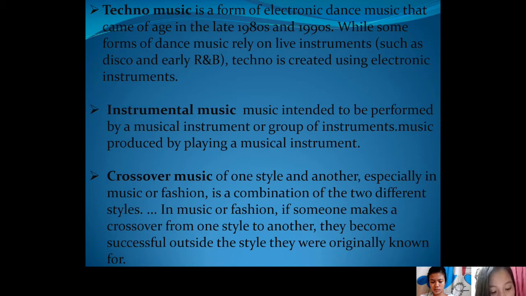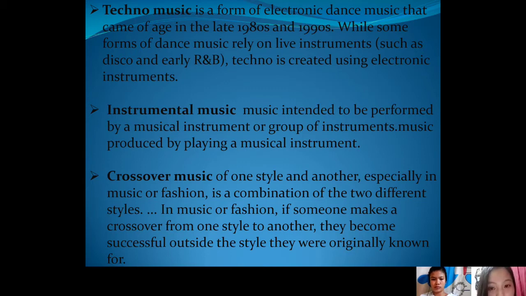The next one is techno music. It's a form of electronic dance music that came of age in the late 1980s and 1990s. While some forms of dance music rely on live instruments such as disco and early R&B, techno is created using electronic instruments. It's a genre of electronic dance music characterized by a repetitive four on the floor beat, which is generally produced for use in continuous DJ sets. The central rhythm is often in common time, while the tempo typically varies between 120 and 150 beats per minute.